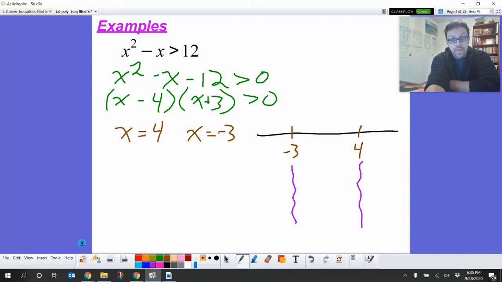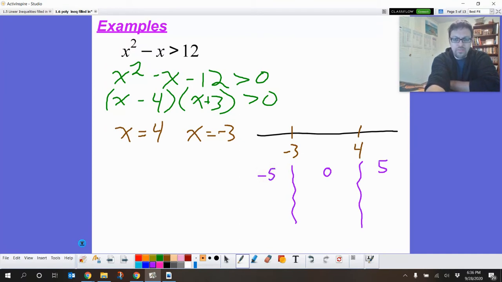What I want to do after that is test points. I need some number in each one of these sets. So some number between -3 and 4. I know an easy one, it's 0. I'm going to test 0 in that area. Over here, I want some number that's bigger than 4. How about I try 5? I could use 10 or 20, it just needs to be bigger than 4. I don't want to actually use 4 because that's right on my boundary line. It's not going to give me good information.